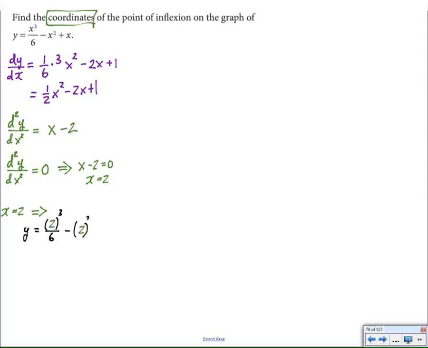It said coordinates, so I have to make sure I'm asking for the coordinates or just the x-coordinate. If it asks for the coordinates, then we put that value back into the original function, and I got y equals -2/3. So first of all, the coordinates of the point I'm looking for are (2, -2/3).